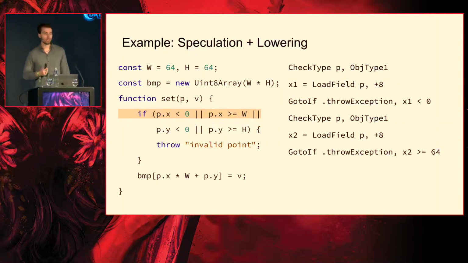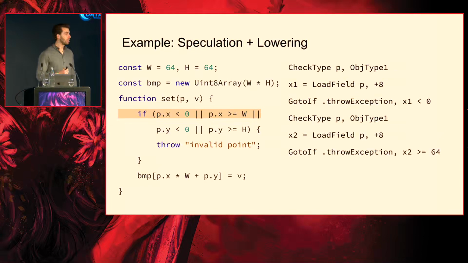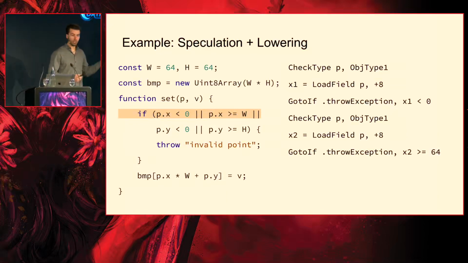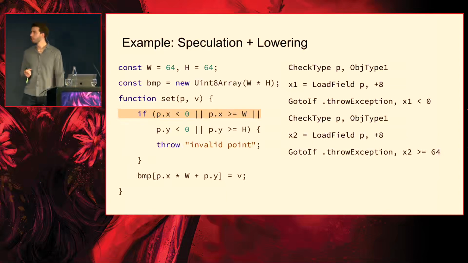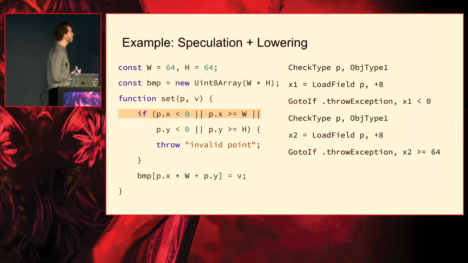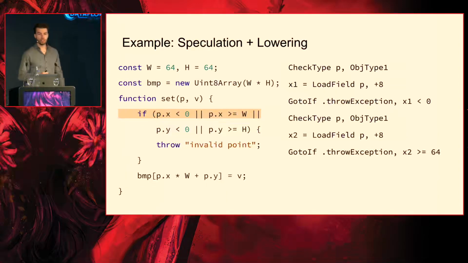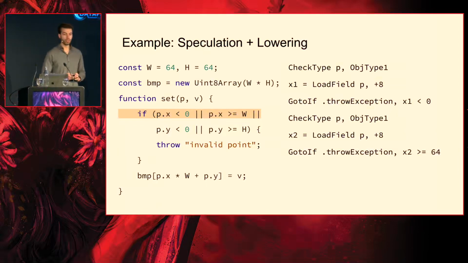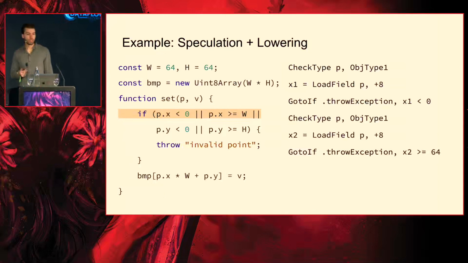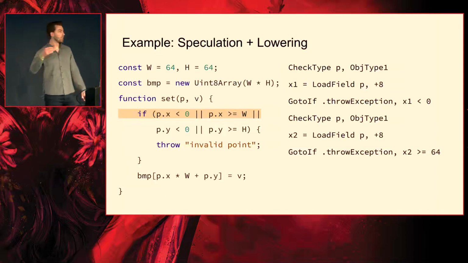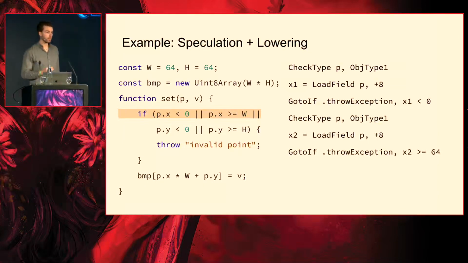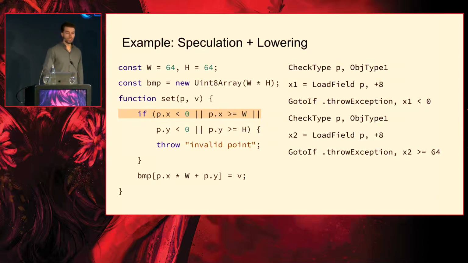What's going to happen next is two things. The first part is speculation, which is exactly where this feedback from past executions comes in. The engine sees, okay, so far P has always been this object type 1 with properties X and Y and so on, and so it speculates that this will be the same in the future. It just puts in a type check. If that check fails, then the runtime will just go back to the interpreter, and this code will not continue. By that point it also knows the type, so it can convert this high-level load property operation to a low-level load field +8 operation. That's called lowering.